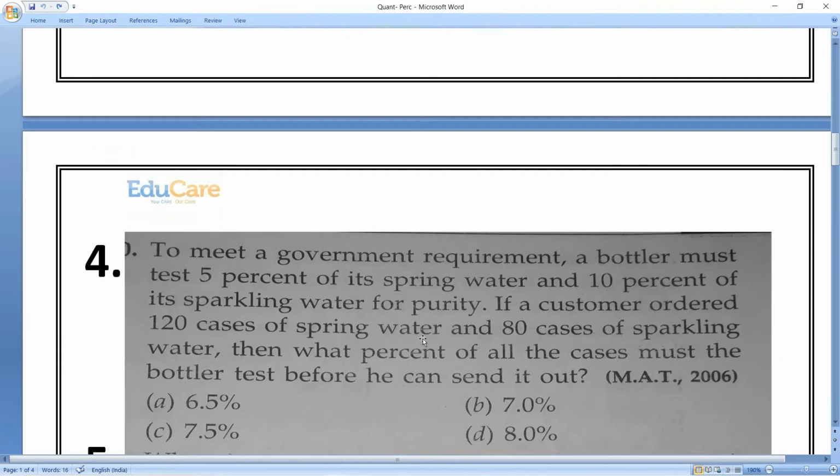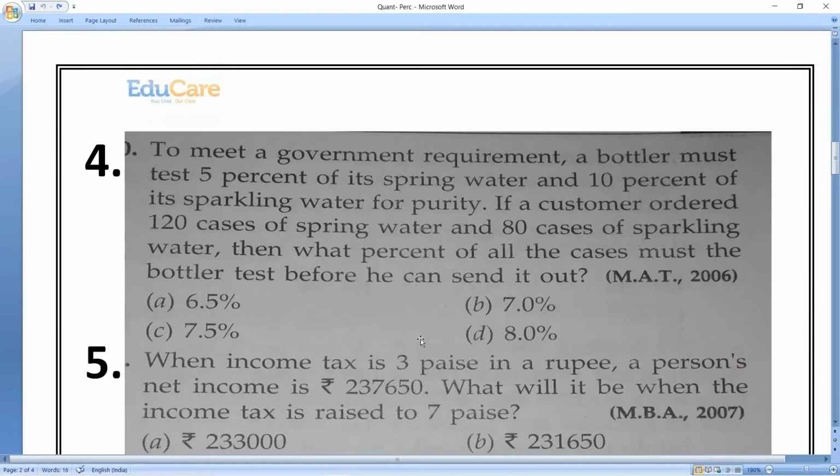Question number 4. What it says is, to meet a government requirement, a bottler must test 5% of its spring water and 10% of its sparkling water for purity. So according to the government rules, the bottler must test a certain percent of his spring water and a certain percent of his sparkling water for purity. Now a customer ordered 120 cases of spring water and 80 cases of sparkling water. Then what will be the percentage of all the cases that the bottler must test before it can send out?